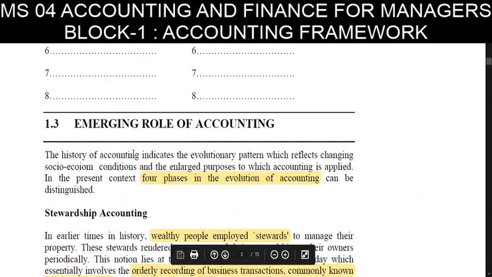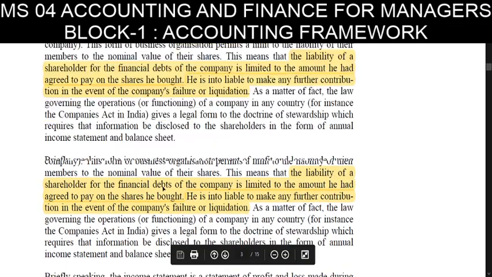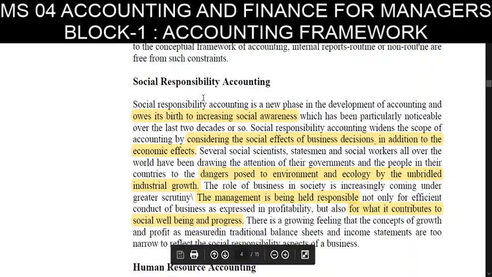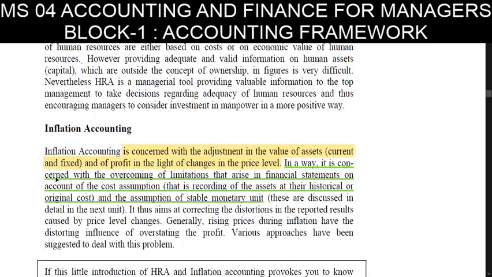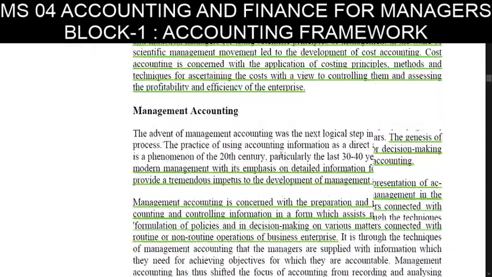Okay, let's go to the emerging role of accounting. Emerging role of accounting means we will discuss the evolution of accounting. There are four phases in the evolution of accounting: stewardship accounting, financial accounting, cost accounting, management accounting, social responsibility accounting, human resource accounting, inflation accounting. Not four phases, there are many different phases it seems here.